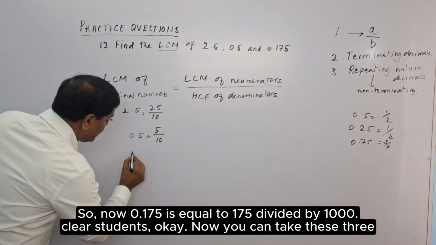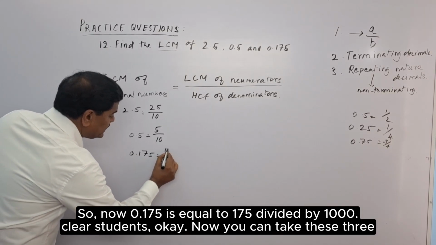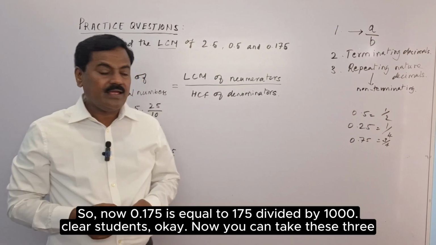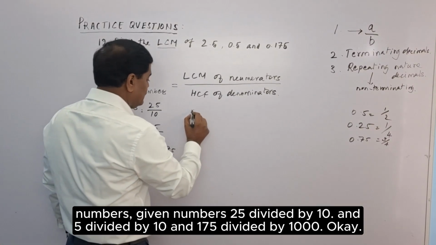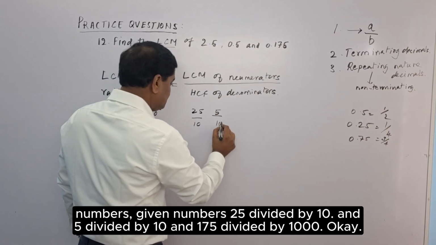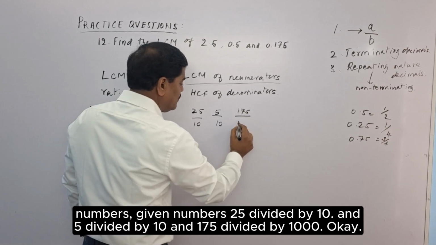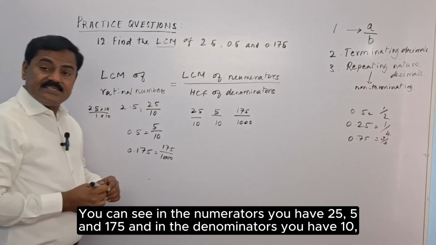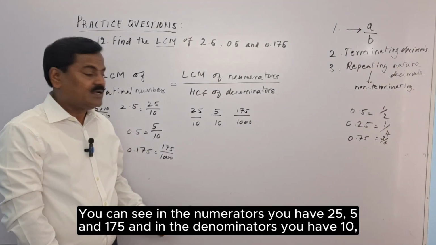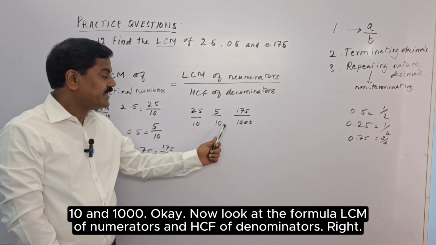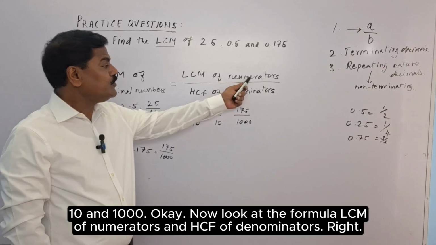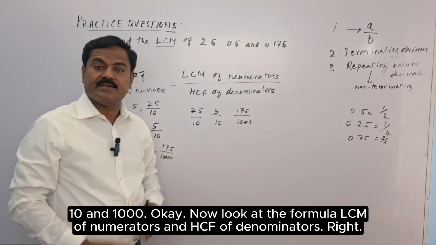So now 0.175 is equal to 175 divided by 1000. Clear, students? Okay, now you can take these three given numbers: 25 divided by 10, 5 divided by 10, and 175 divided by 1000. You can see in the numerators you have 25, 5 and 175, and in the denominators you have 10, 10 and 1000. Now look at the formula: LCM of numerators and HCF of denominators, right?